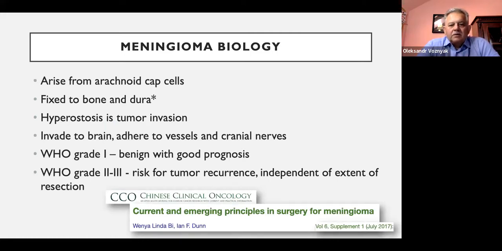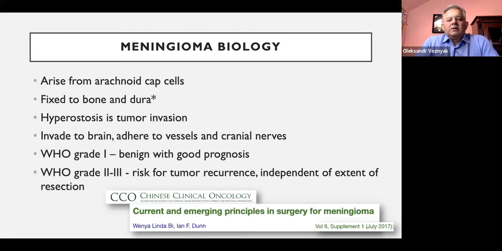You know that they arise from arachnoid cap cells. The name meningioma was given by Harvey Cushing, and we use it routinely nowadays. The universal feature of these tumors is their fixation to the bone and dura mater, except the intraventricular tumors. As they grow from the bone, they invade the dura and cause the formation of hyperostosis. I want to remind you that hyperostosis is also tumor. When we plan the operation, we must plan the removal of all this hyperostosis to prevent recurrence of the tumor.